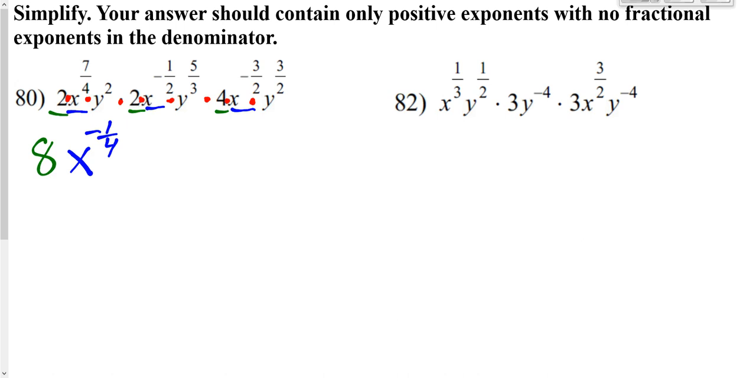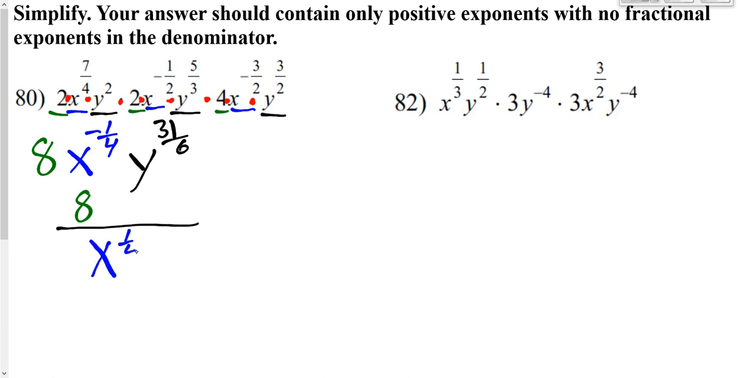And then I'm going to come back and do the same type of thing with my y's, and I'm going to add the exponents on my y's. And I get 31 over 6. Now, keep in mind that we have a negative exponent. Remember that negative exponent, we don't want to leave it with a negative exponent, so that's going to move down to the bottom of the fraction and then become a positive exponent. And then we're still going to have that black.